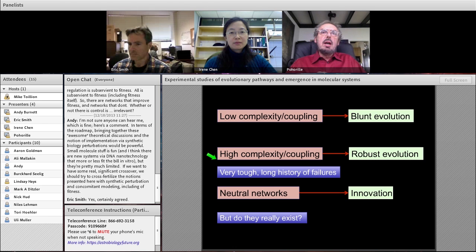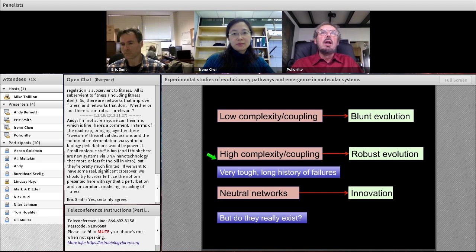Okay, so here is a closely related point. I showed examples of emergent properties like vesicles and even some simple catalytic cycles, and they can lead to low complexity systems that are capable of evolving. They have low coupling, low complexity, and they lead to something that Martin Nowak called blunt evolution. It's only when we get high complexity and coupling that we get a robust and much faster evolution. But what is the relation between those two is not very well understood. And when we try to recreate some kind of robust evolution, it's very tough.